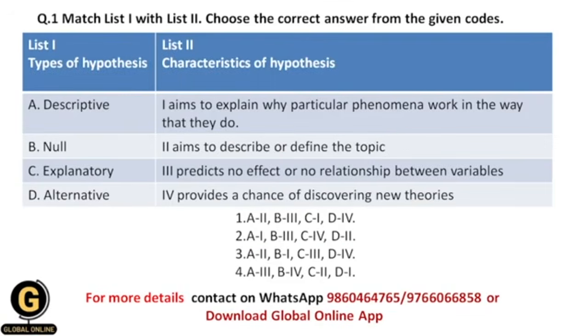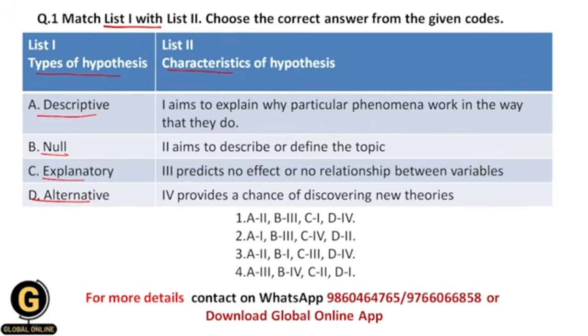So now let us start with our today's session. Question 1 is, match list 1 with list 2. Choose the correct answer from the given codes. So here we need to match list 1 with list 2. Let us see what these lists are. In list 1 they have given us the types of hypothesis, I mean their names, and in list 2 they have given characteristics of hypothesis. First, list 1: descriptive hypothesis, null hypothesis, explanatory hypothesis, and alternative hypothesis.